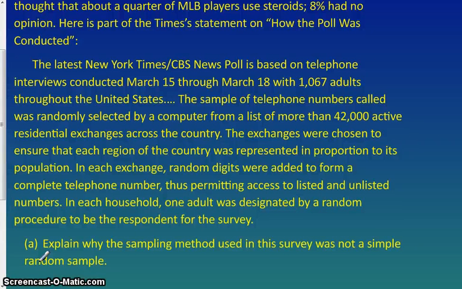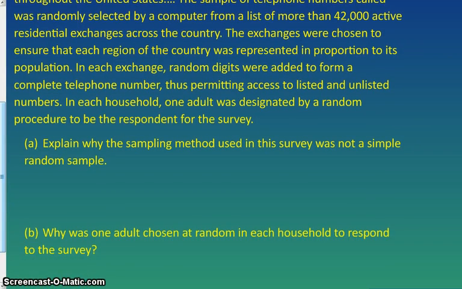All right. The exchanges were chosen to ensure that each region of the country was represented in proportion to its population. Then they used random digits. In each household, one adult was designated by a random procedure to be the respondent for the survey. All right, so what do you think? Why was the sampling method used, not a simple random sample?